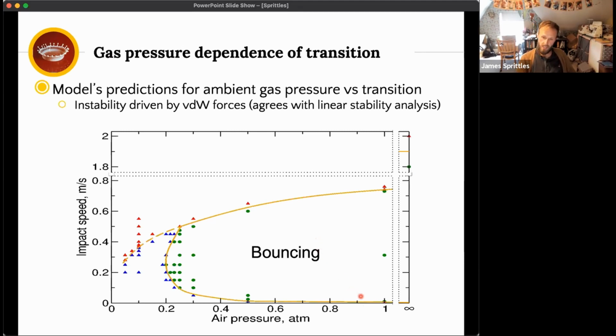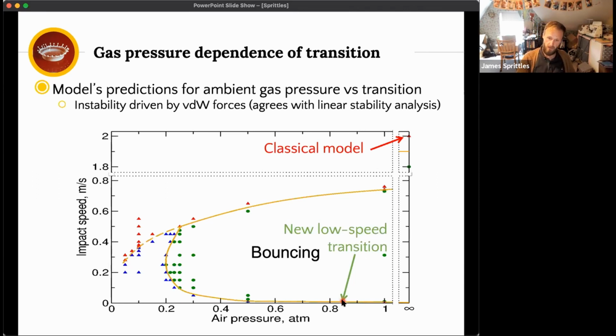So this now shows what happens when you lower the ambient gas pressure, how the transition between bouncing and wetting changes. So up here you see the classical model miles away from the reality. What's interesting is down here we see a new low speed transition. Now they see this in the experiments because these drops come down and they bounce, bounce, bounce, and then they suddenly wet, and that is the low speed transition down here.